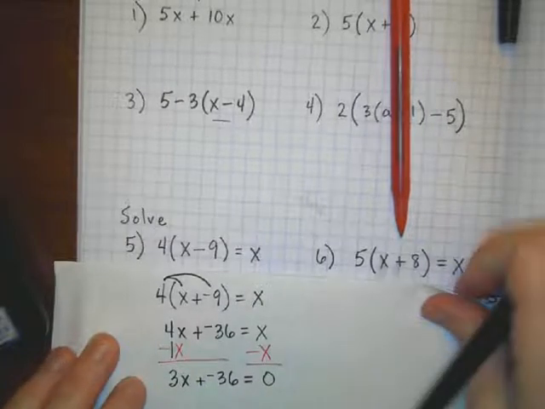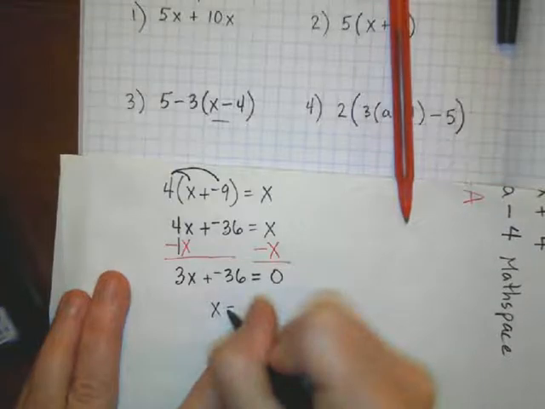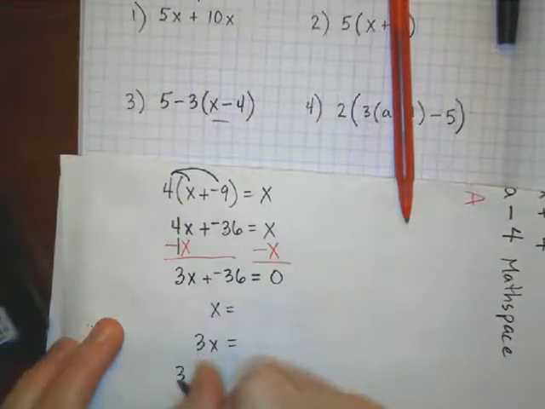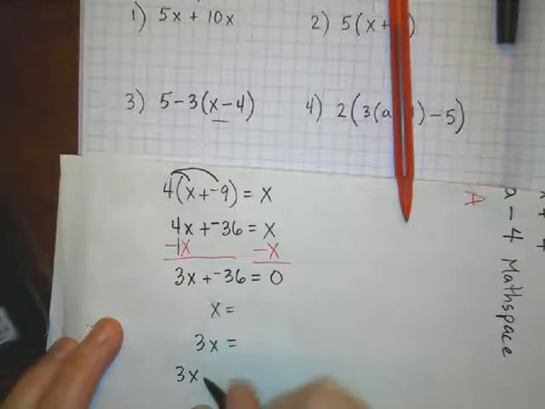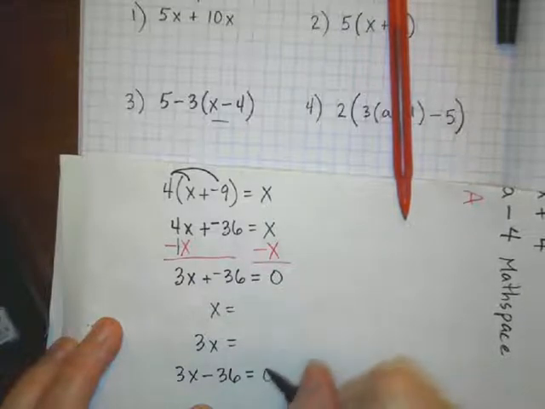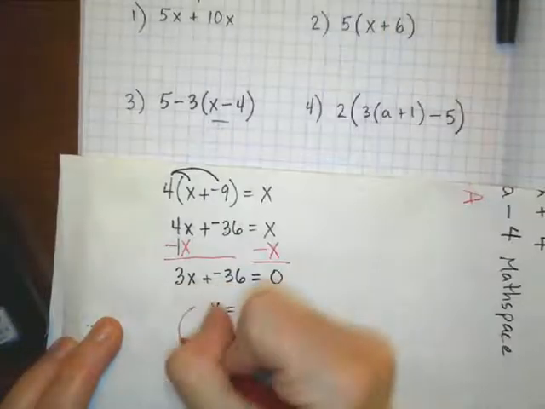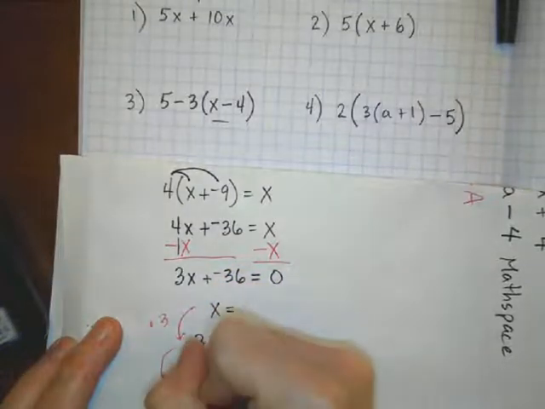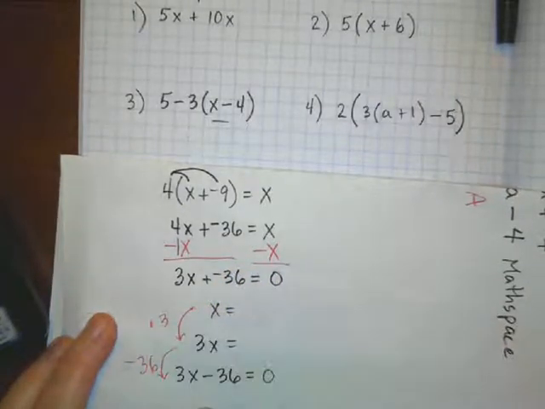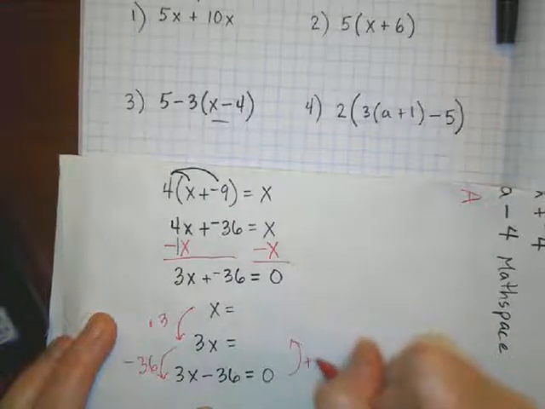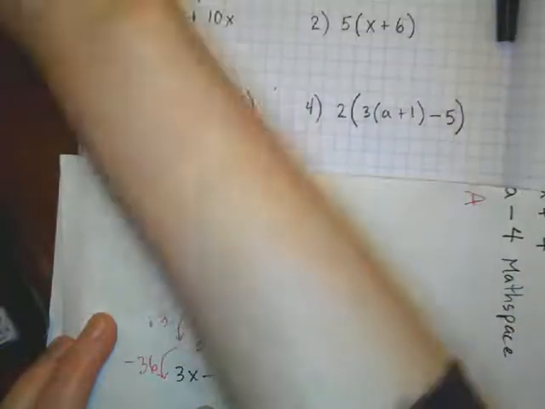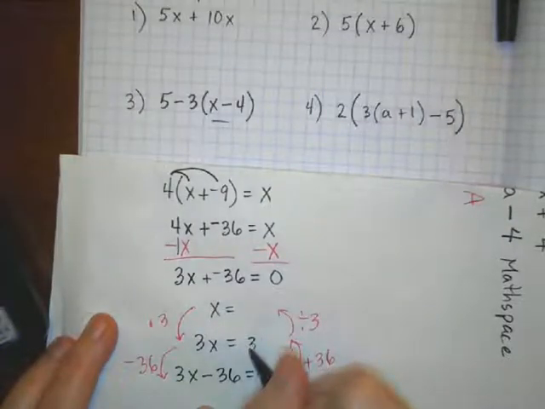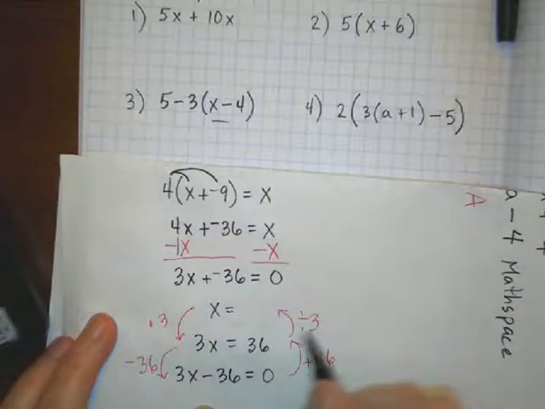Now I'm ready to solve. 3x equals 0. Again, just like Math Space, I'm going to go ahead and write this plus and negative as a minus. Just makes the solving a little bit easier. So what's happening? I have times by 3 and minus 36. So I have to do the opposite, plus 36, and divide by 3. So 0 plus 36 is 36. 36 divided by 3 is 12.